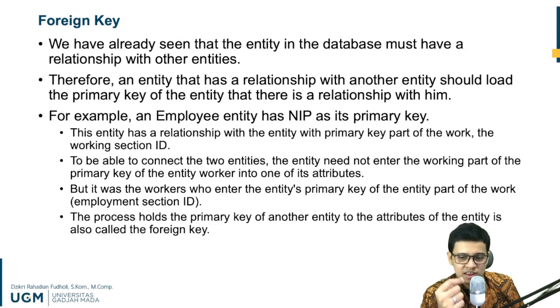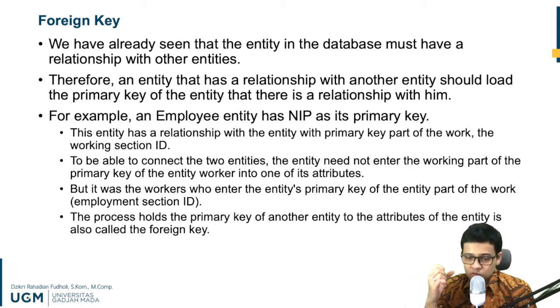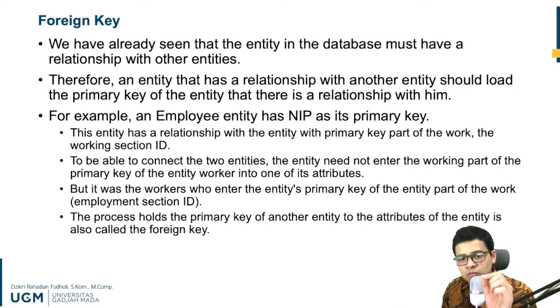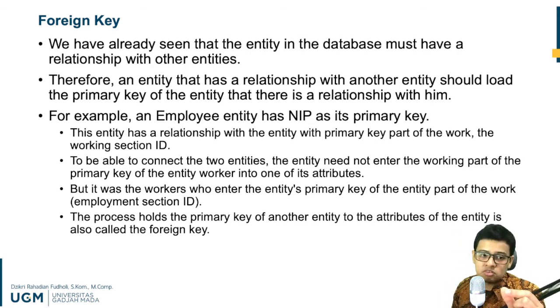So if you can understand this sentence, please pause and try to understand it. But if you just grasp a little, then we can see the example. The example, we have an employee entity that has NIP, or just the ID, as its primary key. This entity has a relationship with the entity with primary key part of the work, the working section ID. So this is the place of that person.